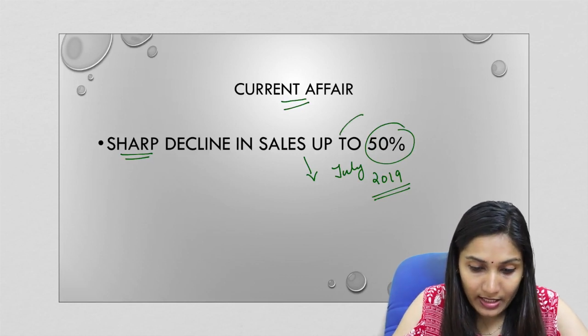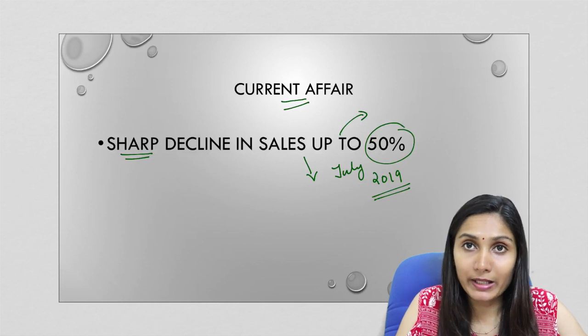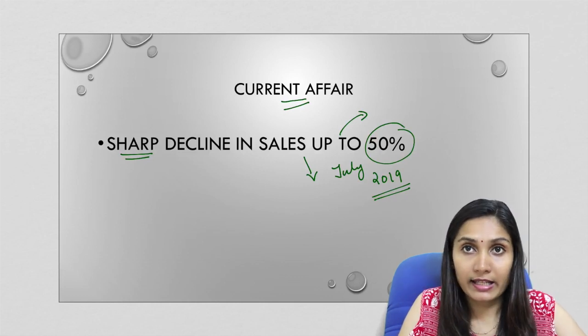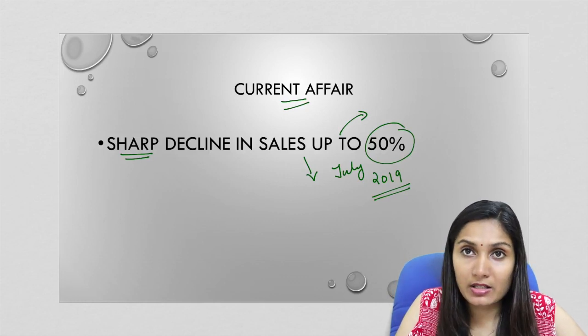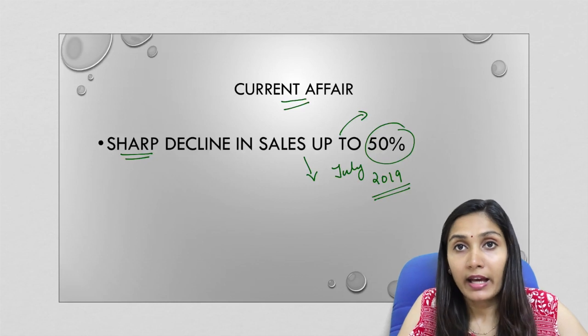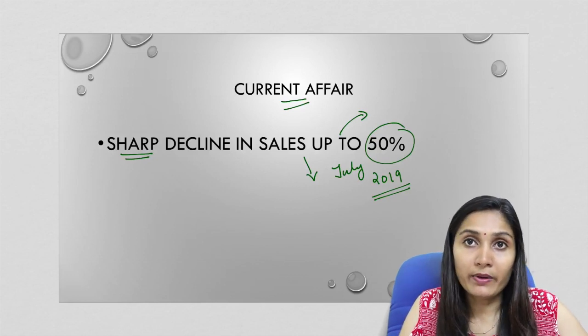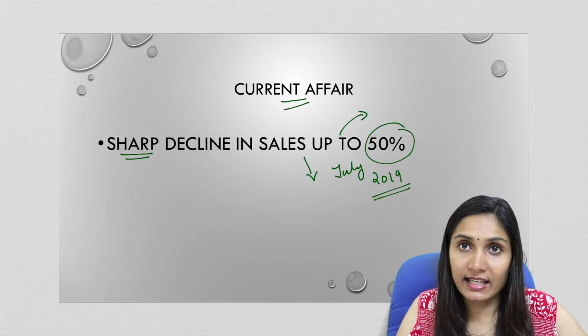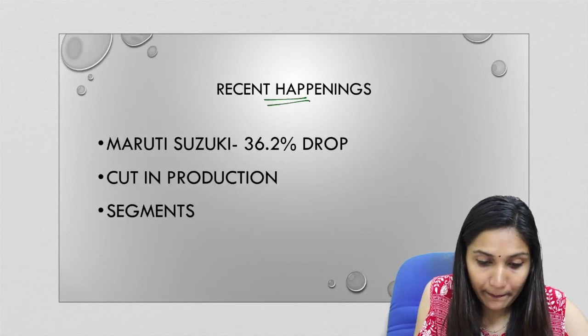So this trend has the potential of impacting the Indian economy and its macroeconomic indicators to a larger extent. So we need to analyze what the reasons for this fall are, what implications it will have on the Indian economy, and what has to be done in order to revive from this situation. So we will discuss all these in detail in this lecture. So let us first understand what the recent happenings are.